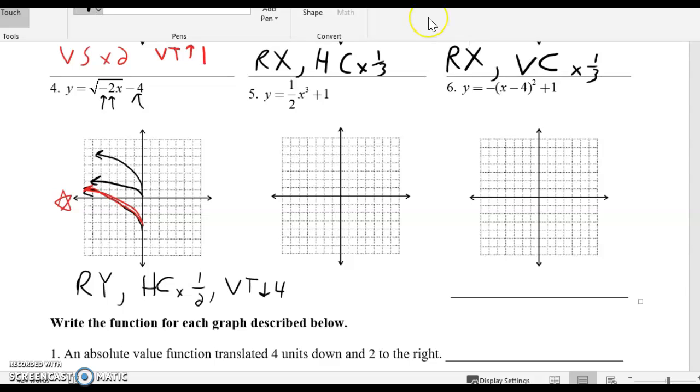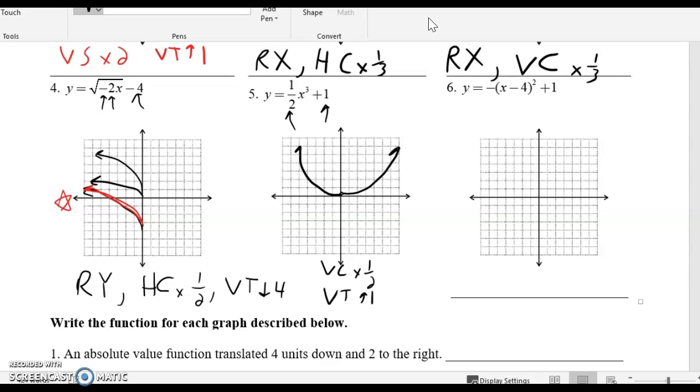Okay? And then number 5, we got a +1 here and a 1/2 here. So there's 2 things happening in this graph. What does the 1/2 do? That's a vertical compression by 1/2. And then the 1 is a vertical translation up 1. So we're going to take our graph and compress it vertically. So it gets wider.